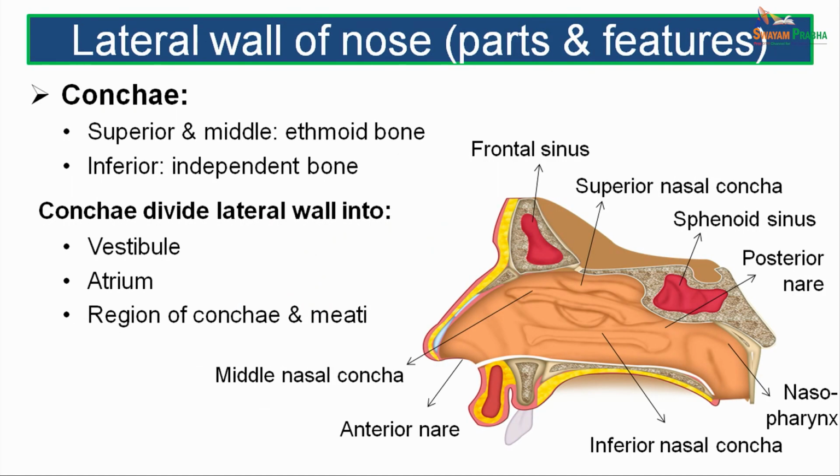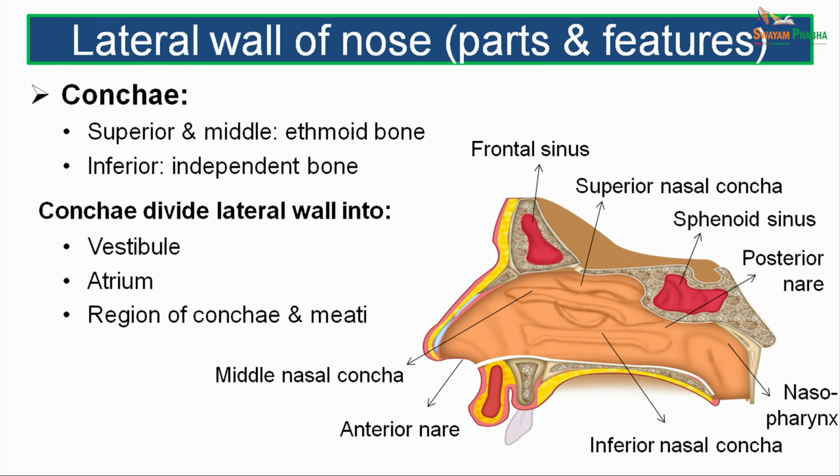Another picture showing us the parts of the lateral wall of nose. The lateral wall of nose has got three curved bony projections which are known as the conchae. The superior and the middle conchae are parts coming from the labyrinth of the ethmoid bone, while the inferior nasal concha is an independent bone. These conchae divide the lateral wall into three parts: vestibule, atrium, and the region of conchae and meatuses.